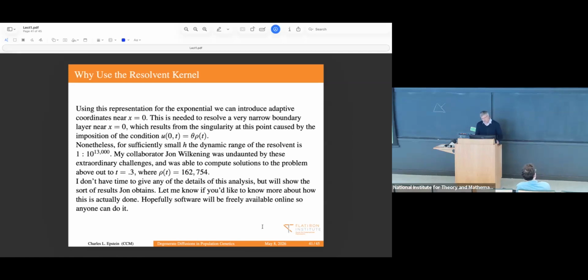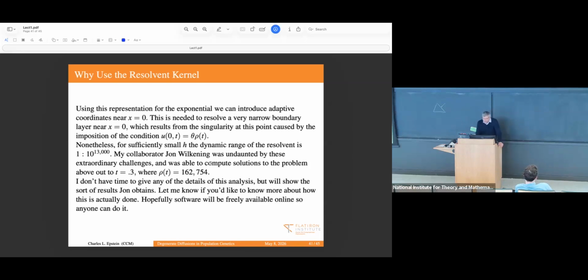Now, to use this representation of the resolvent for the exponential, the reason we do this is that we can introduce adaptive coordinates near x equal to 0. That is, we can rescale near x equal to 0. And I'm going to show you a plot, and you're going to get some idea about how extremely radical Jon was about rescaling and how many digits he was trying to get.